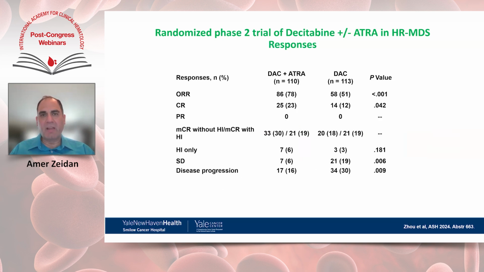And the trial was big. As you can see, it enrolled more than 220 patients. 110 of them received the combo, and 113 received decitabine alone. And what was important, actually, is that the CR rate appeared higher with the combination, with a 23% CR with the combo versus 12% with decitabine, with a p-value of 0.04. And the overall response rate was also better.